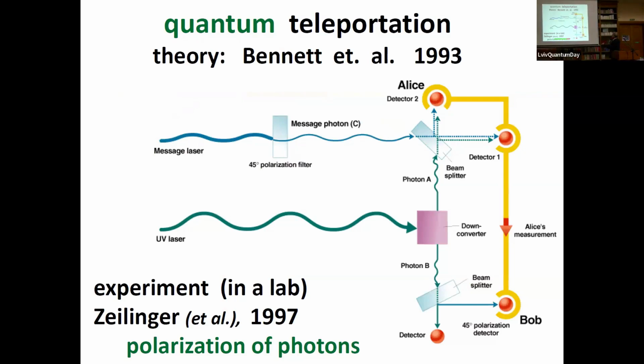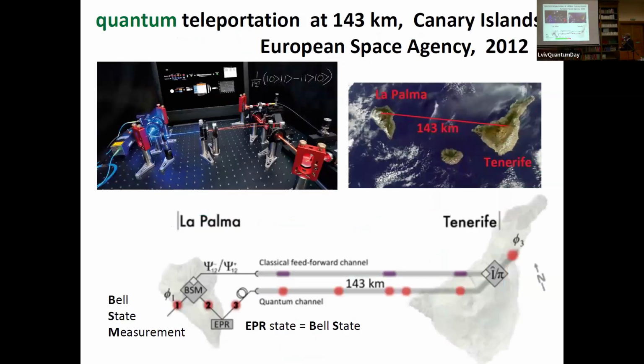So here there was generation of such two entangled states. Here was the first state, which was to be teleported, then measurement, and here Bob could create such a state. Later in Spain, by the way, in 2012, they managed to achieve teleportation from La Palma to Tenerife at a distance of 133 kilometers.